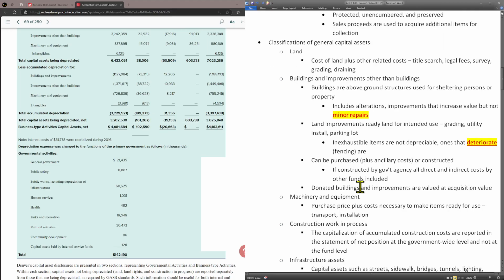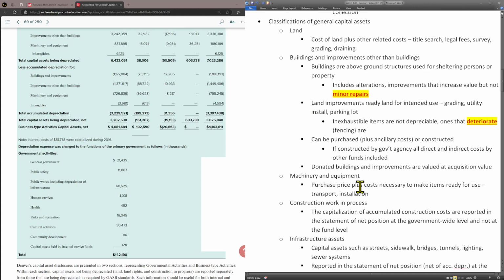Land improvements: ready for use, grading, utility installation, parking lot. So certain things are inexhaustible, meaning they're there for all time. When you grade the land, I guess it could erode, but the idea is that if you move a bunch of dirt, that's sort of inexhaustible. It's not going to be used up. Then there are the things that do get used up, the depreciable items, the ones that deteriorate. If you install fencing, that's an item that is depreciable. Even though it's a land improvement, you would depreciate that over time.